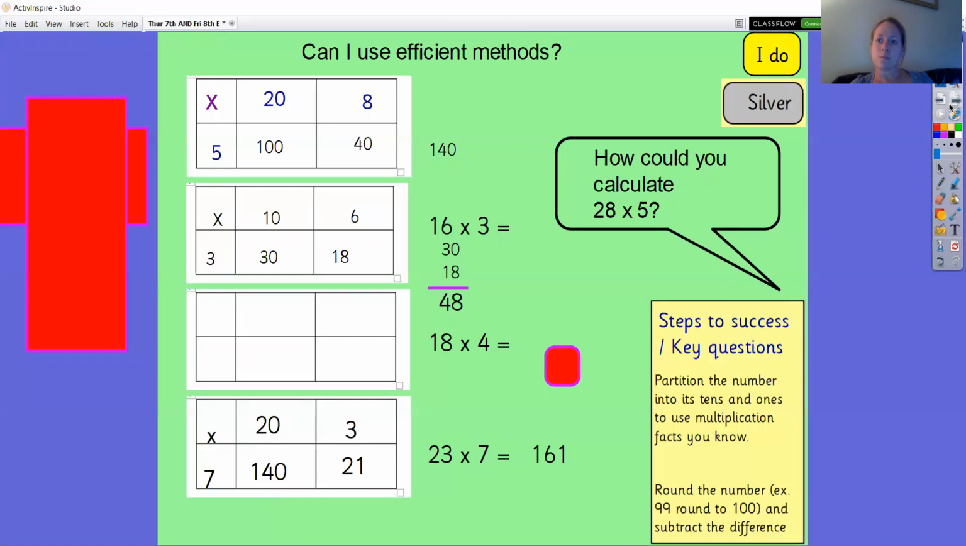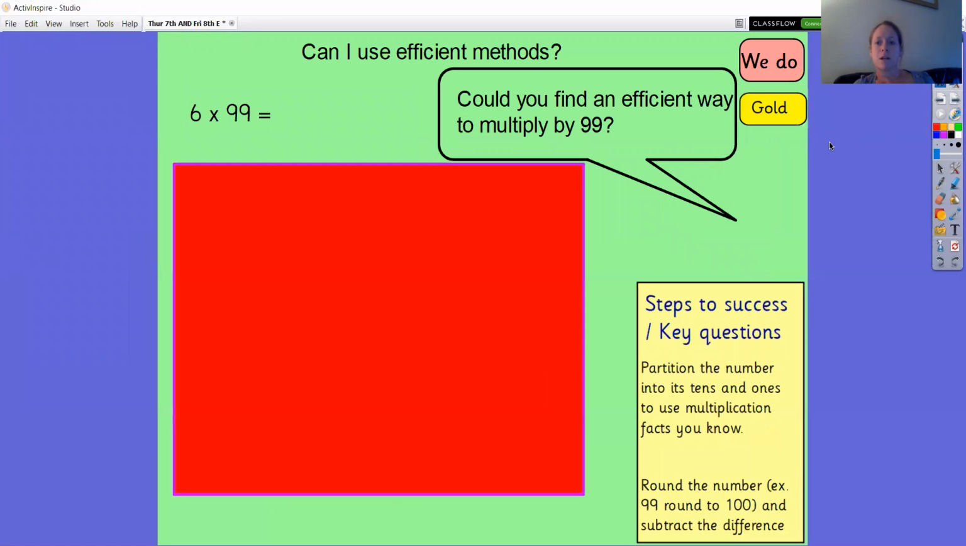So if we just move on, because I don't want to take too long. This is another way. Sometimes we're faced with sums where that's not the most efficient way to do it. So if we've got 6 times 99, thinking about what we could do to work that out, we could still partition that into 90 and 9, and we could do 6 times 90, and then 6 times 9 and add them together, and that's fine too.